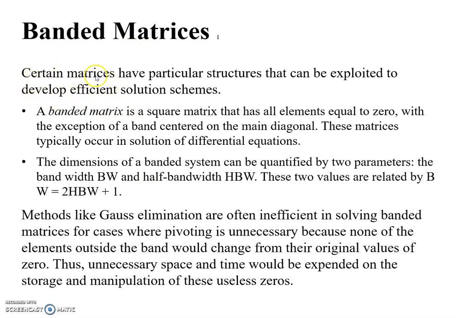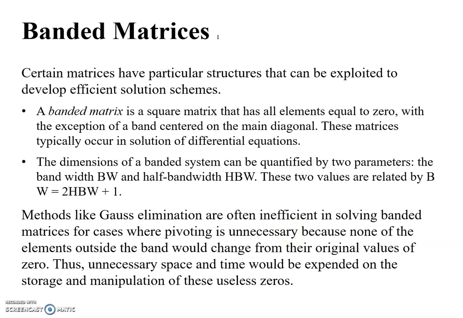Banded matrices. Certain matrices have particular structures that can be exploited to develop efficient solution schemes. A banded matrix is a square matrix that has all elements equal to zero, with the exception of a band centered on the main diagonal. These matrices typically occur in the solution of differential equations. The dimensions of a banded system can be quantified by two parameters, the bandwidth BW and the half bandwidth HBW. These two values are related by BW equals 2HBW plus 1.